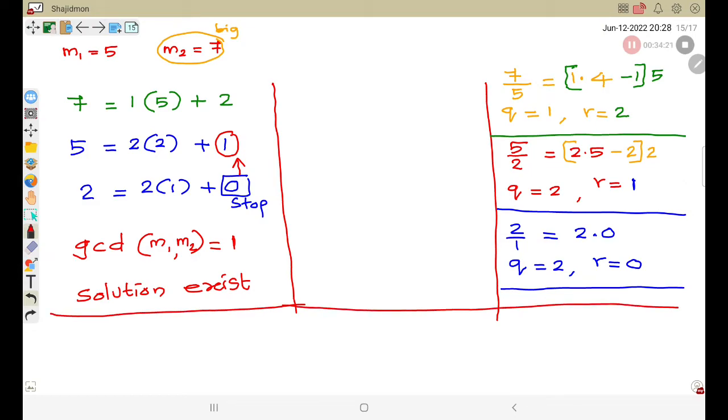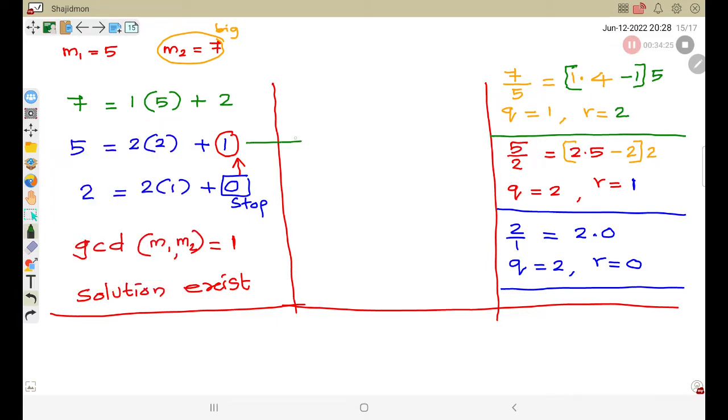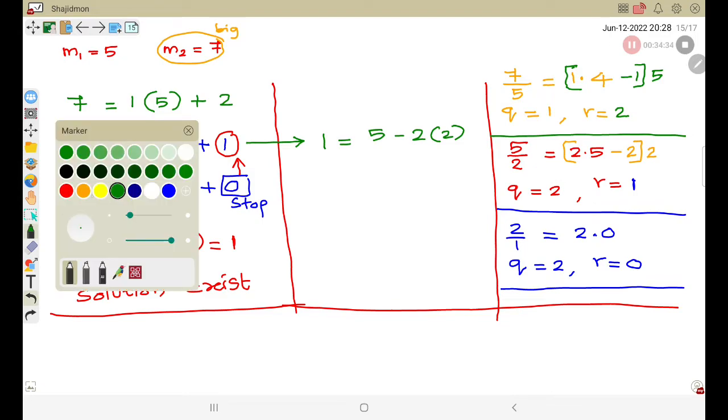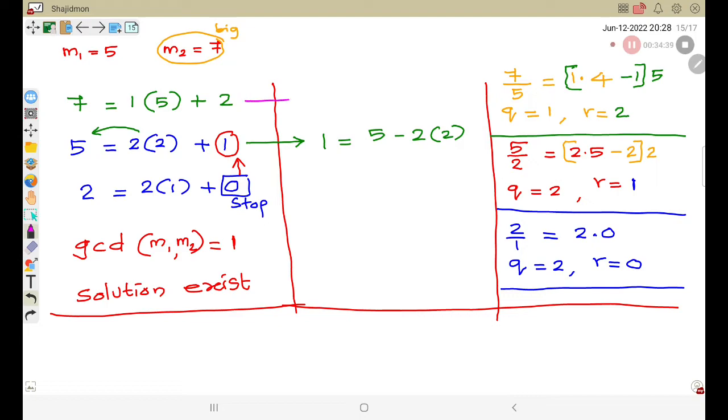Okay, now we will go to the reverse order linear combination. So first we are writing this step, 1 equals 5 minus 2 multiply 2, correct? We need to take this to the next side. Now from the top one here, we need to write what is 2. 2 equals 7 minus 1 multiply 5. We need to take this to the next side. So 7 minus 1 multiply 5 we are writing.